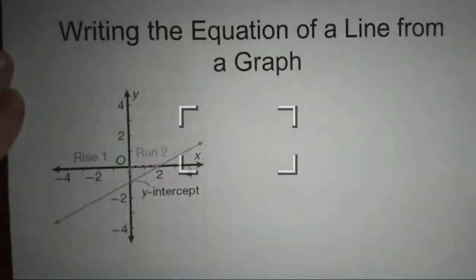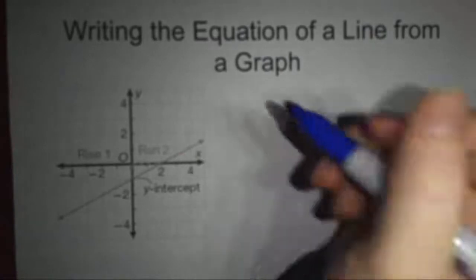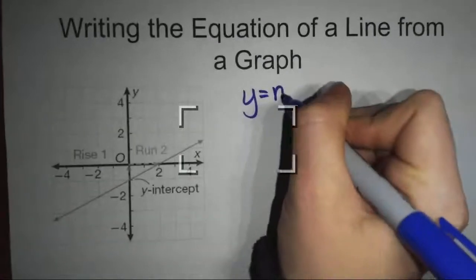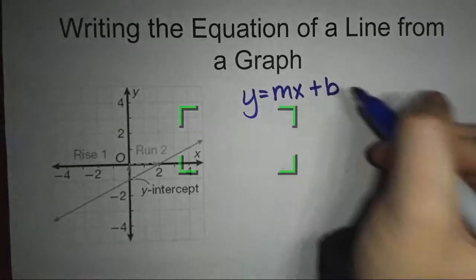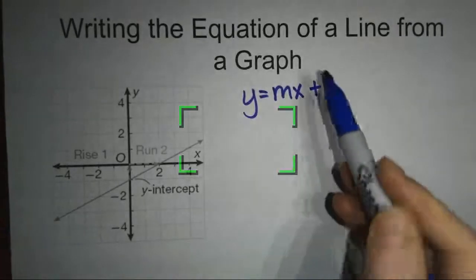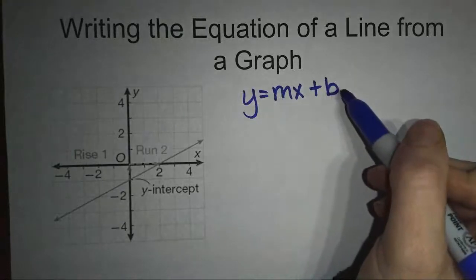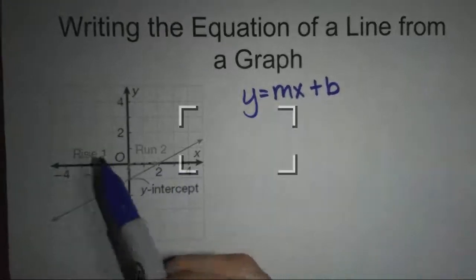All right, now we're going to talk about writing the equation of a line from a graph. Now remember, all we need to write the slope-intercept form of the line is the slope and the y-intercept. So we don't need to fill in the y, we don't need to fill in the x, but we do need to fill in the slope and we do need to fill in the y-intercept. So check out our graph right here.